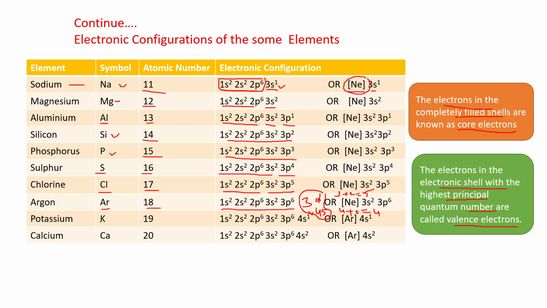That's why the electronic configuration of potassium, atomic number 19, is 1s2, 2s2, 2p6, 3s2, 3p6, and then 4s1. Up to this point the configuration is similar to argon, so we can also write it as Ar 4s1. Calcium, Ca, atomic number 20: 1s2, 2s2, 2p6, 3s2, 3p6, 4s2, or argon 4s2. Now the s subcell of the fourth cell is filled.